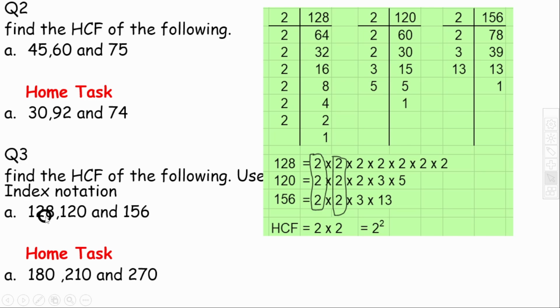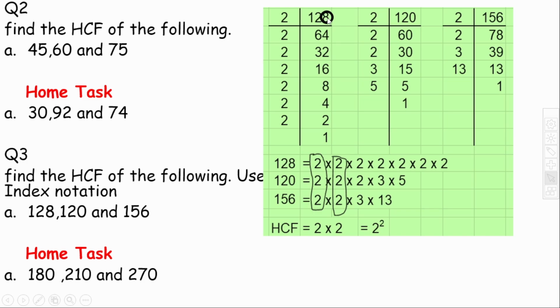Now in this particular case, we are going to be using the prime factors of each number. So we find the prime factors of 128, we find the prime factors of 120, we find the prime factors of 156. Then we compare them and find what is common. So we write 128 here and find the prime factors.